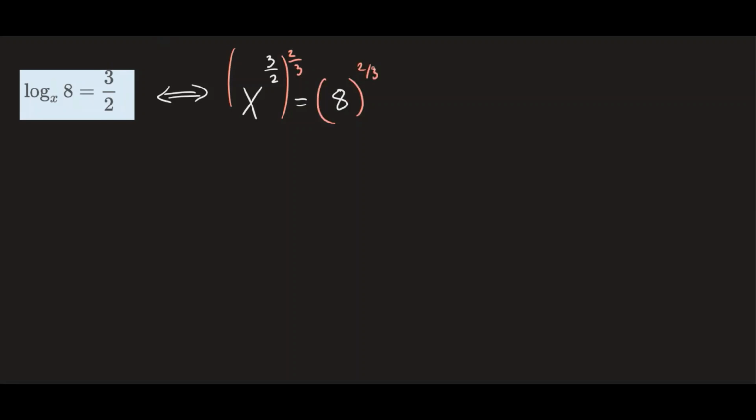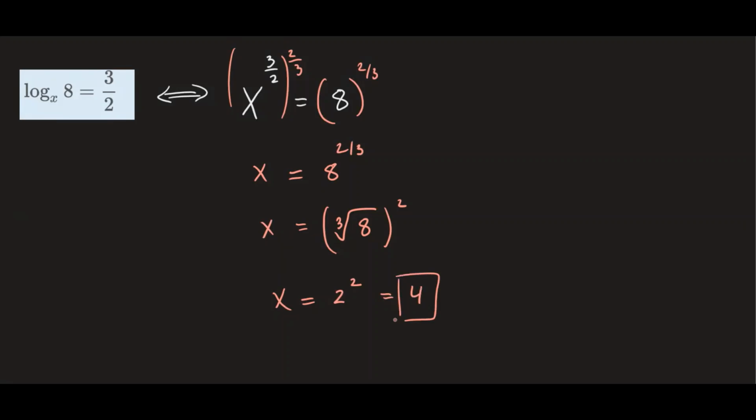So what that means is we now have x is equal to 8 to the 2/3, and we can do better than that. 8 to the 2/3 is a really nice number, which can simply be written as the cube root of 8 squared. That means x is equal to the cube root of 8, which is 2, and you square that, which is equal to 4. So in this case, x is 4. Okay, so that's it for today.